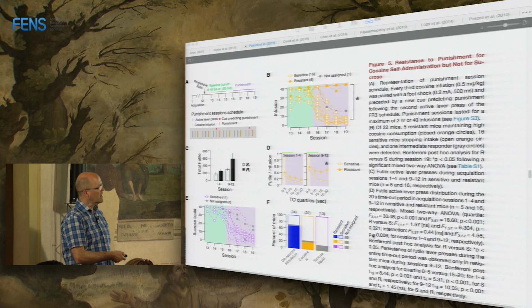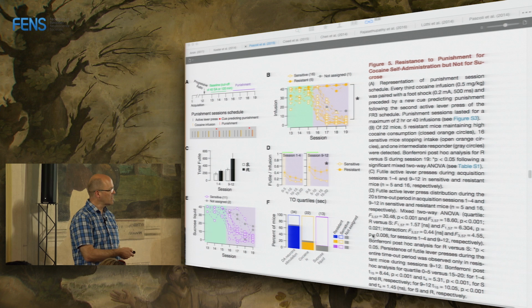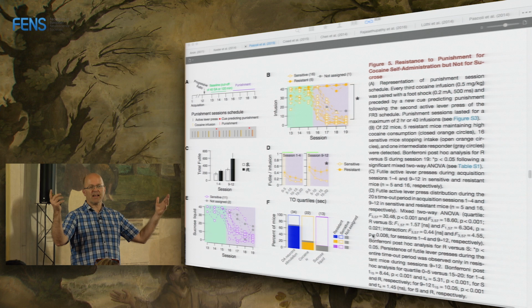Exactly. So here, with the dopamine neuron self-stimulation, we have about 70% resistant. Here we have 20% with the cocaine. And bingo, this is exactly the magic number that I showed you in the beginning, right?